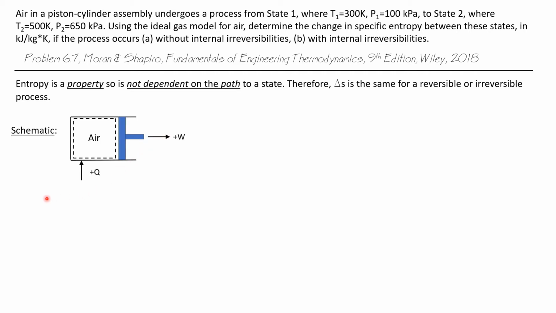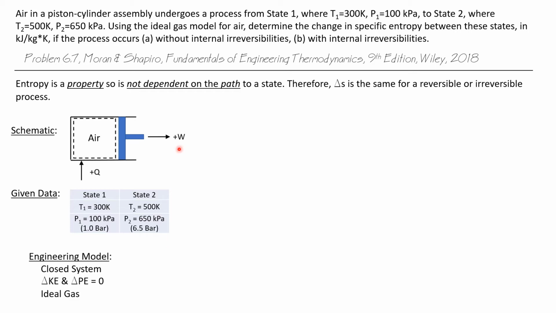Let's lay out a storyboard for this problem. We have a schematic with a piston cylinder assembly filled with air. And we're going to take the air, all the molecules of the air, as the boundary of our system. And here's what we're given. Initial temperature is 300 K, and the initial pressure is 100 kilopascals, which is 1 bar. And state 2 has a temperature of 500 K and a pressure of 650 kilopascals, which is 6.5 bar.